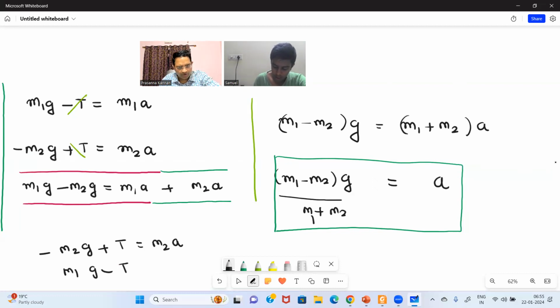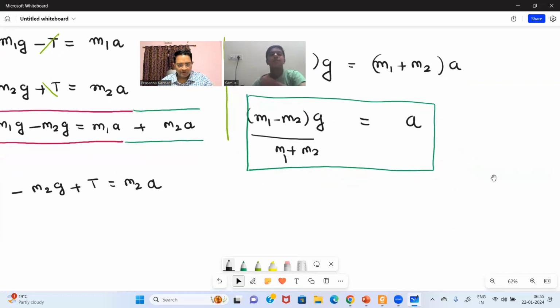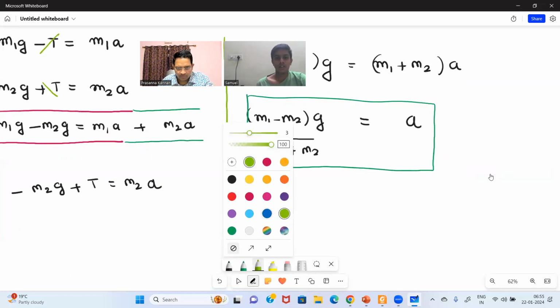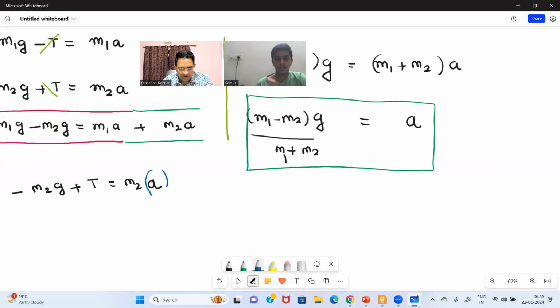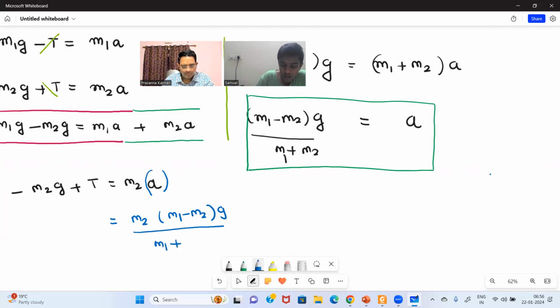In fact, what I can do is just pick up one equation. That's also fine. Why? Because what is required is just substituting the value of A that I've already got. So in place of A here, what would I substitute? M1 minus M2 into G by M1 plus M2. Correct?